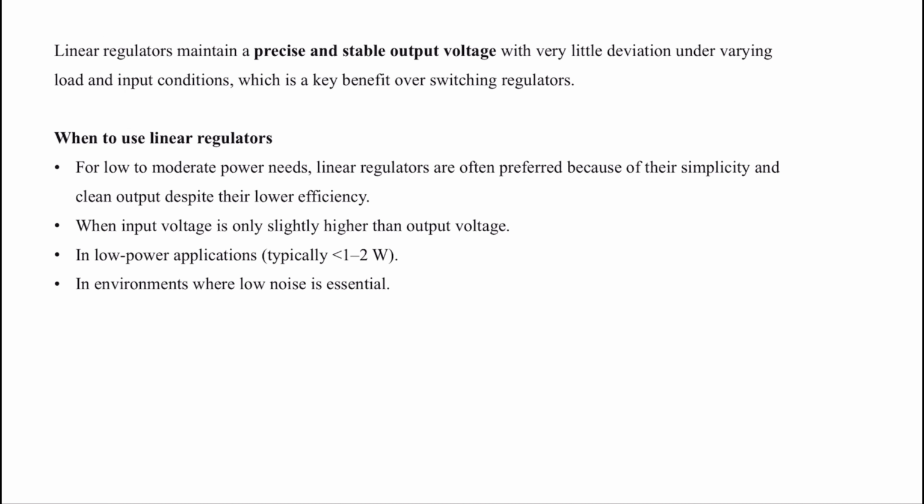This linear regulator maintains precise and stable output voltage with little deviation under varying load and input conditions, which is a key benefit over switching regulators.